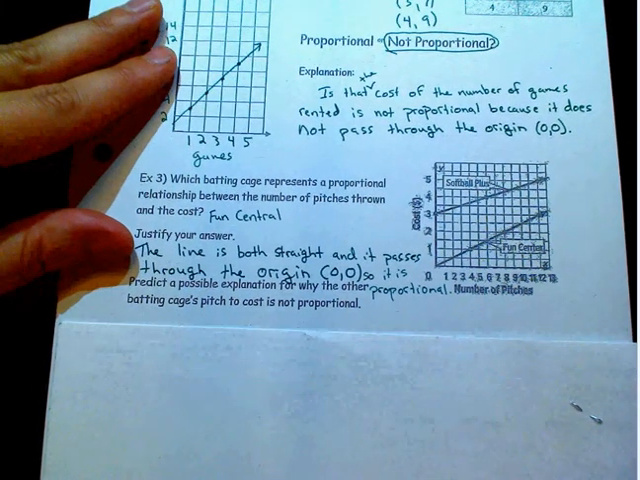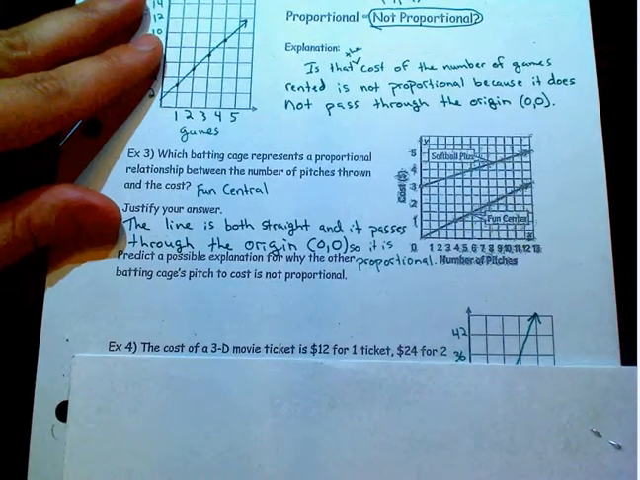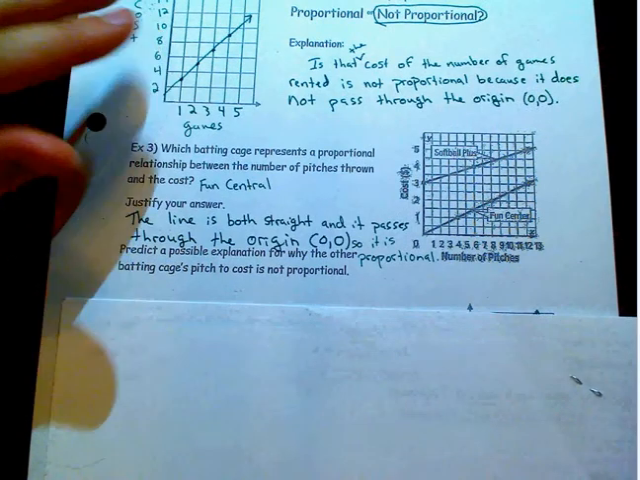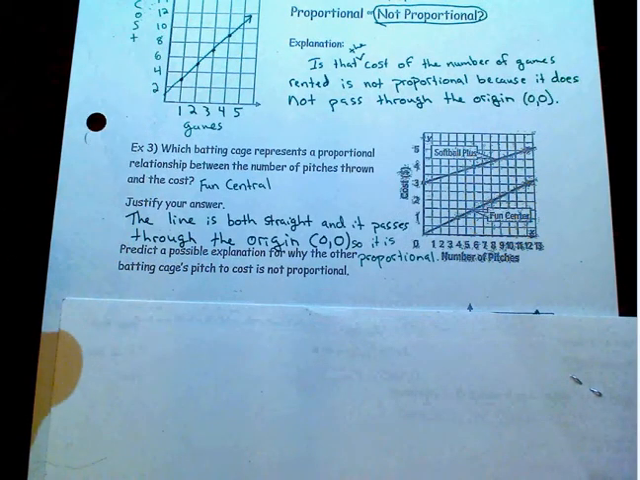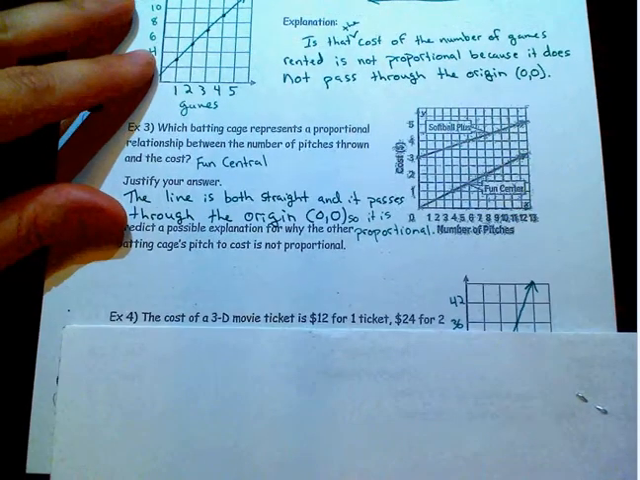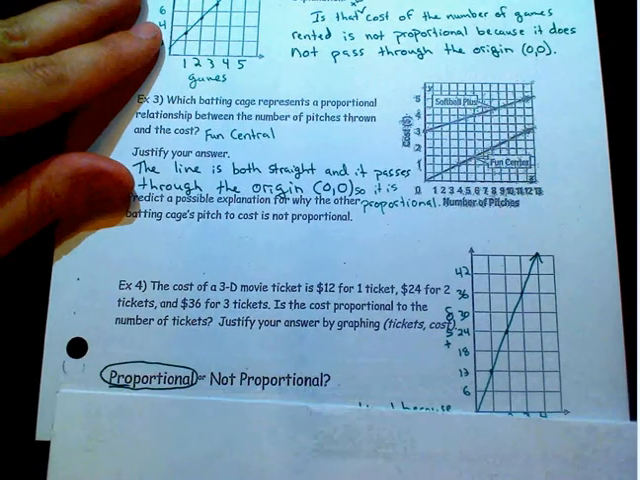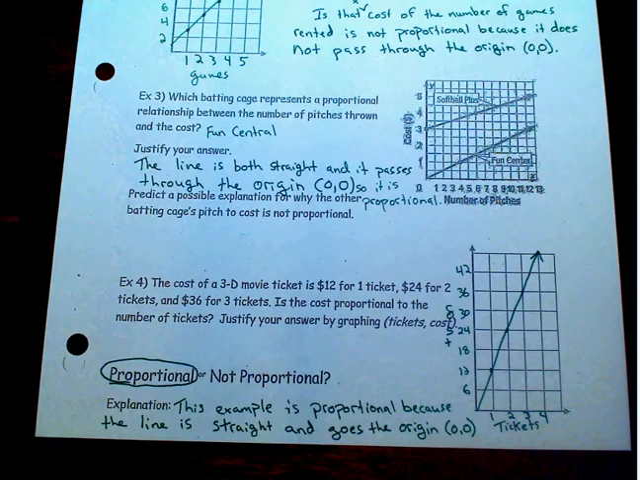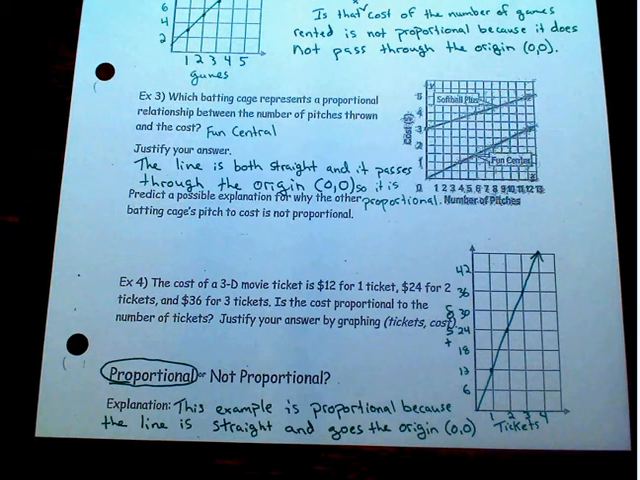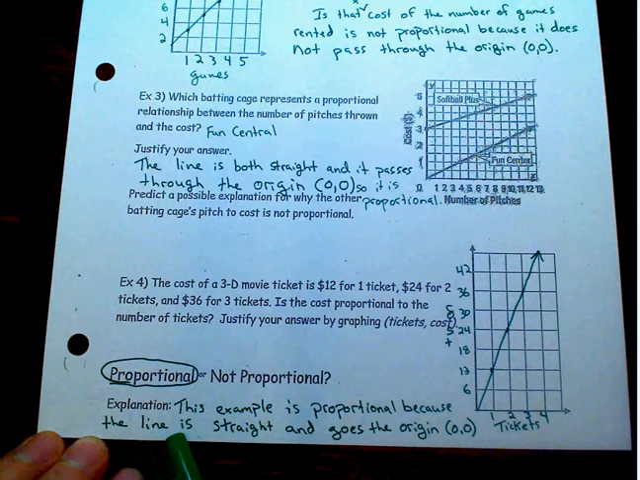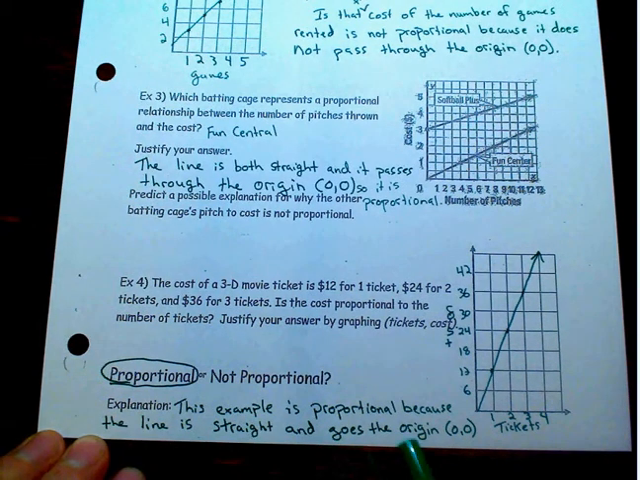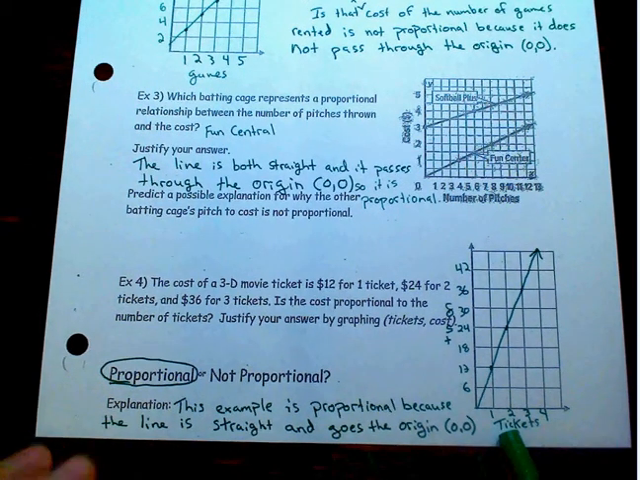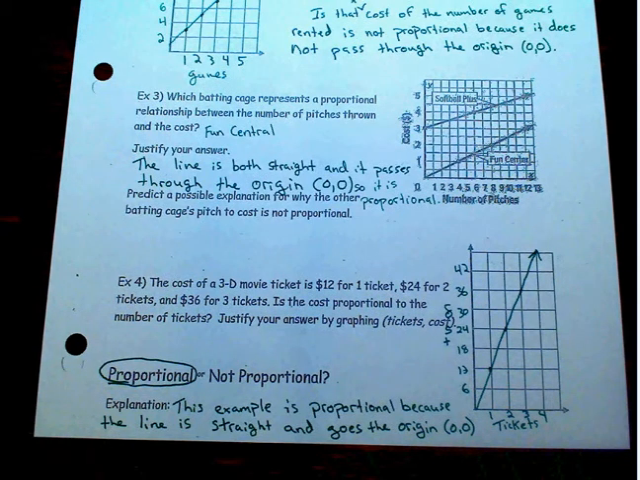Now take a look at the bottom at our last example, our 3D ticket movie sales. After you've gone through and graphed this and explained why it is proportional, because that line is straight and it goes through 0, 0, the origin, so that this is a proportional relationship.